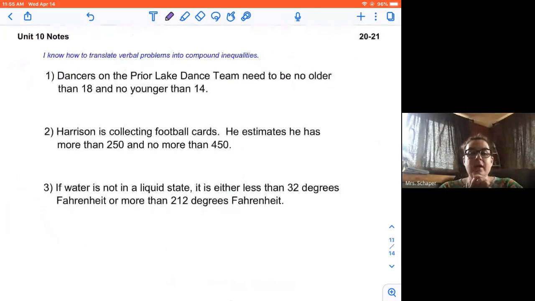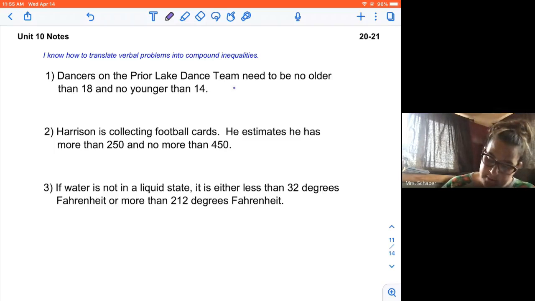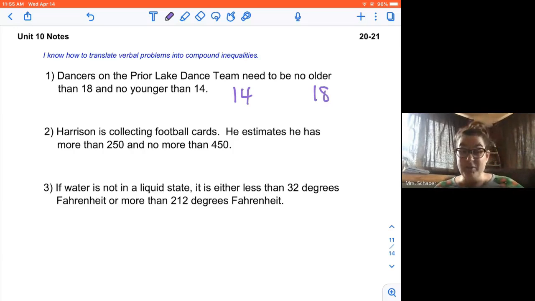All right, here we go. Now, how can we take it from verbal and put it into algebraic? Okay, so we're going to go from words, math, English, to Mathlish, right? We're going to go from words to numbers. So dancers on the Prior Lake team need to be no older than 18 and no younger than 14. So when I look at this and I read this, I think, you know what? They could be 18 and they could be 14. So when I'm going to write the compound inequality, I'm going to keep in mind my rule that the lesser number on the left, the greater number on the right, variable in between, because they have to fall between 14 and 18. They can be 14, so I can put the line underneath, and they can be 18.